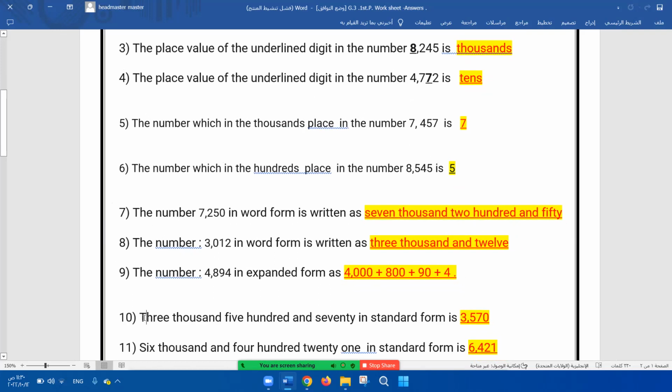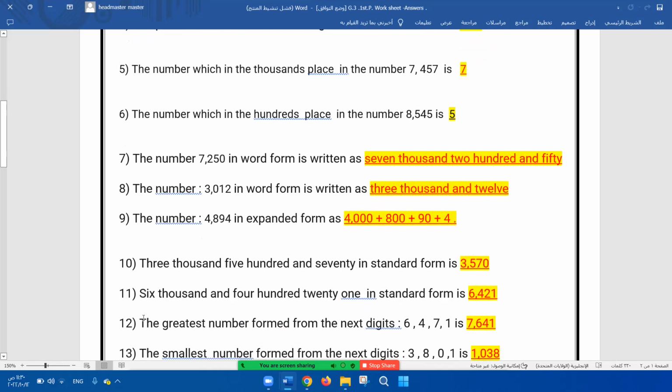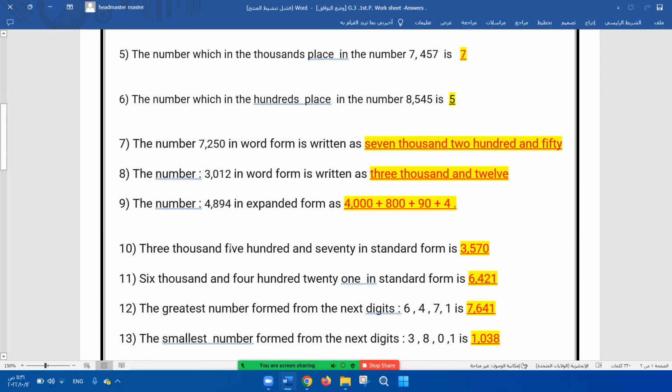Question 10, 3,570 in standard form. You know that 3,000, so we put 3 in thousands. We don't write 3,000, 3 and 3 zeros. We write only 3. Then 500, we write 5 in hundreds. Then 70, we write 7 and 0 only, because we don't have any digits in one's place.